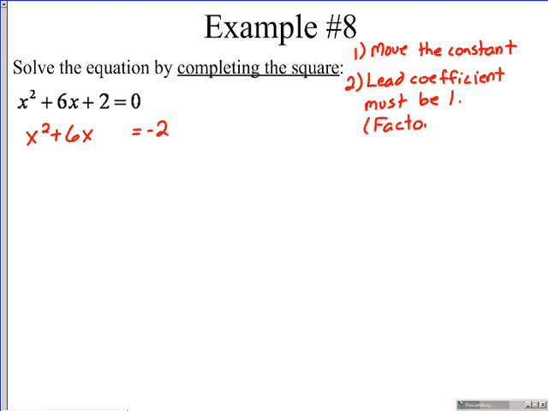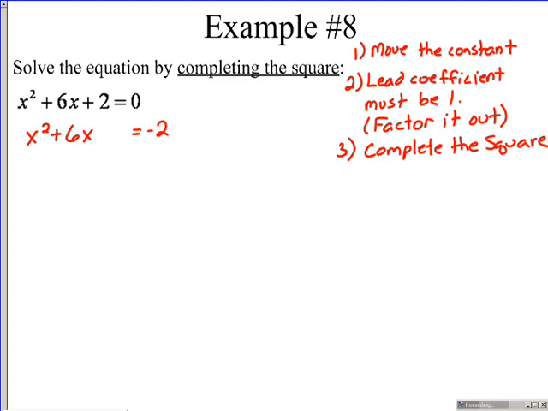must be 1. If it's not 1, then you need to factor whatever that lead coefficient is out. So if that was a 2x squared, I would have to factor a 2 out. In this case, it is 1, so I can skip over that step for this time. Third step then is we actually go through the process of completing the square. So you have to do those 2 preliminary steps before you can even worry about completing the square.